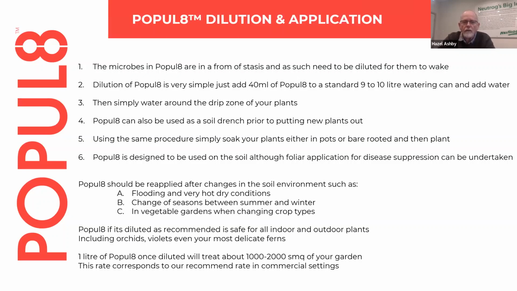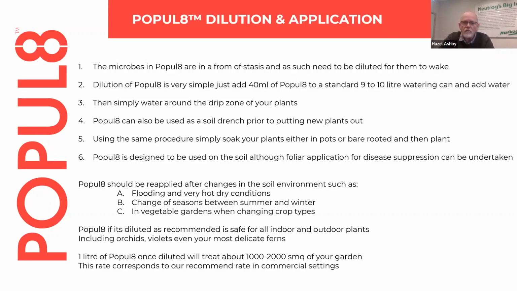Okay. Now, a lot of people have started using Populate as a soil drench prior to putting in new plants. And that's a really good idea, because what you're doing then is getting those microbes that produce those plant growth hormones, which are involved in root development, exactly where you need them. You put them around the root. So you can do that simply by soaking your plants in pots, or if you've got bare rooted plants, simply soaking them in a diluted solution of Populate.